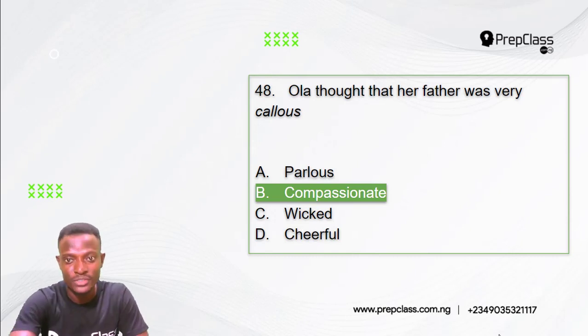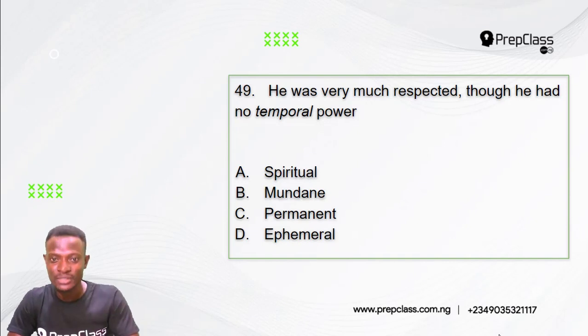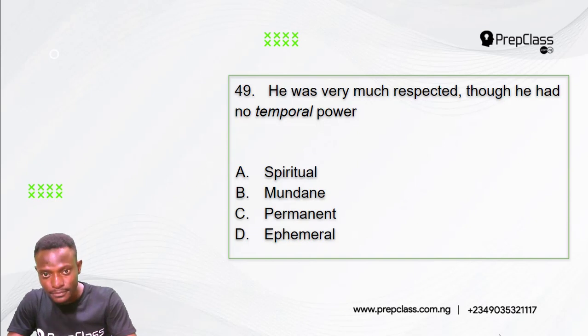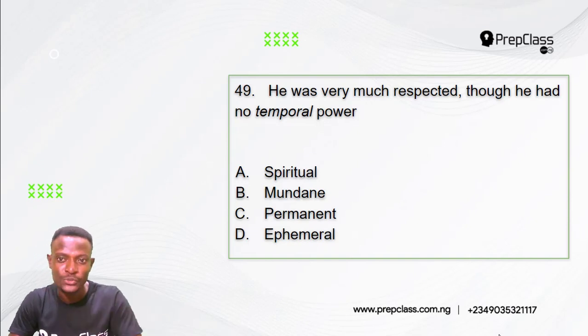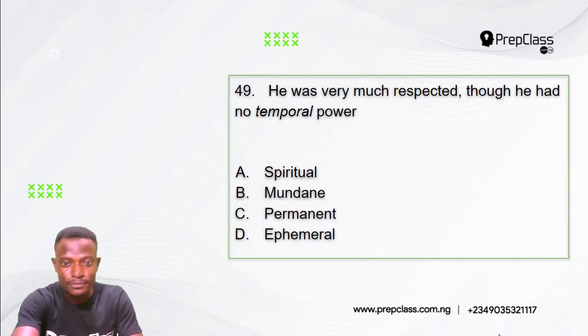Moving on, question 49. Remember, we have to select the option opposite meaning to the word in italics. Question 49 reads, he was very much respected, though he had no temporal power. The word in italics here is temporal. So which option is the opposite meaning to temporal? Option A, spiritual. Option B, mundane. Option C, permanent. Option D, ephemeral.